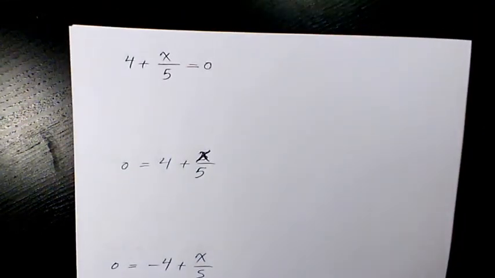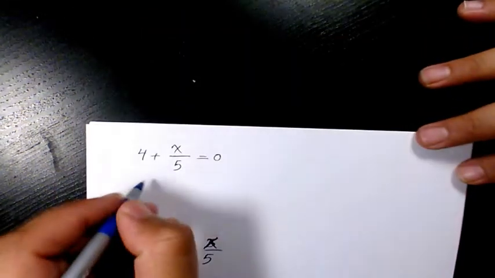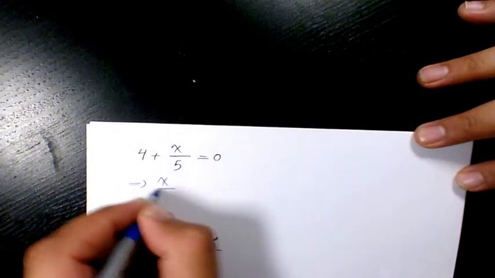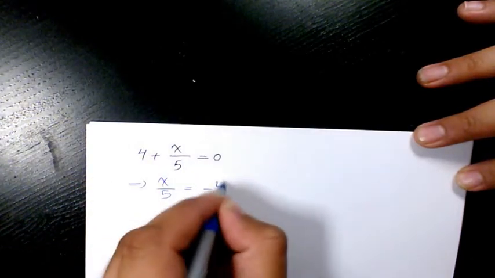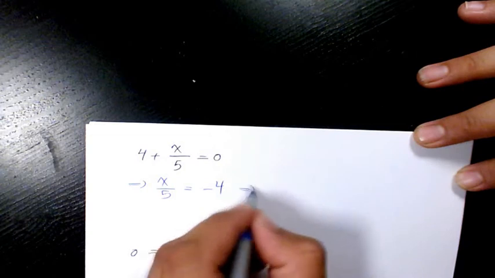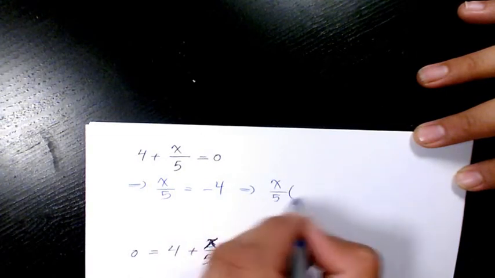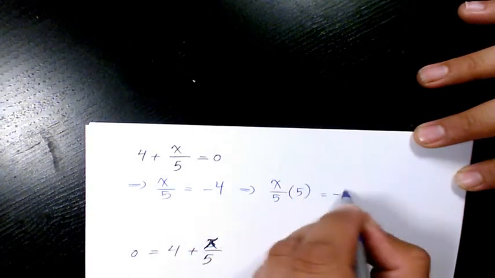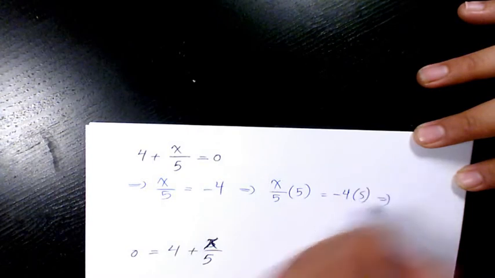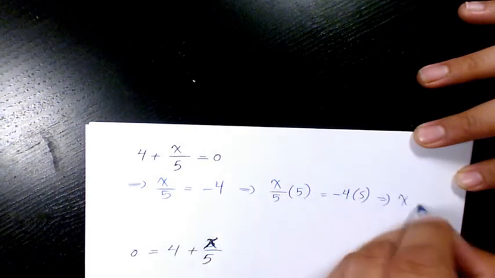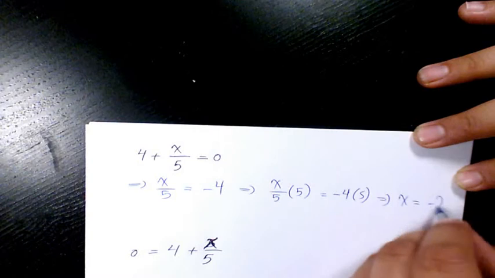4 plus x over 5 equals 0. So what I can say x over 5 will be equal to negative 4 if you move it to the other side. So then I need to multiply both sides by 5 in order to isolate x. So 5x divided by 5 is going to be x. Negative 4 times 5 is going to be negative 20. So the answer is negative 20.